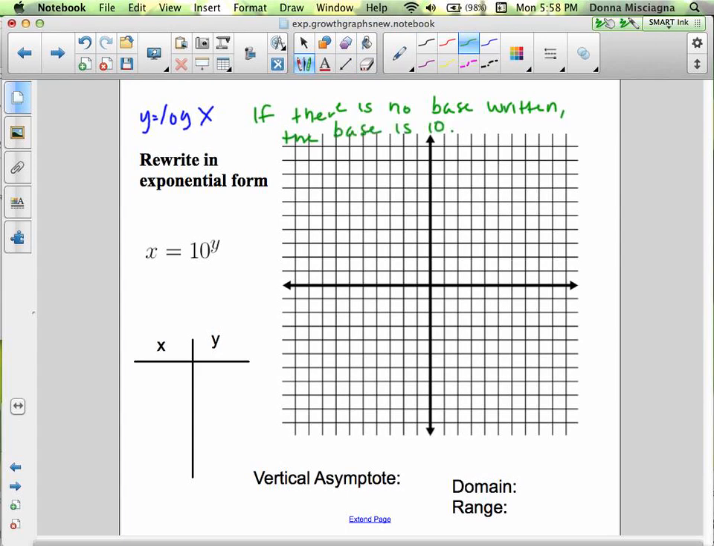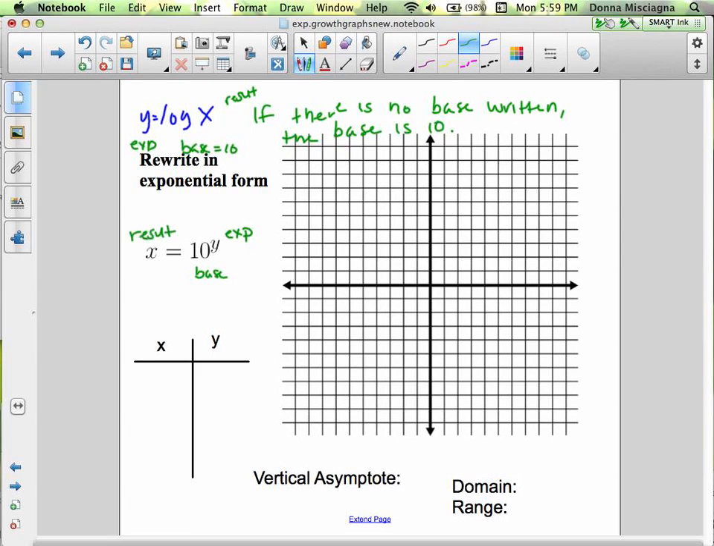Right? So if we have y equals log x, the y is the exponent. Our base is understood to be 10. And the x there is the result. So when we rewrite it into exponential form, we're going to have 10 to the y. So y is the exponent equals x, right? So this is our base, this is the exponent, and this is the result.